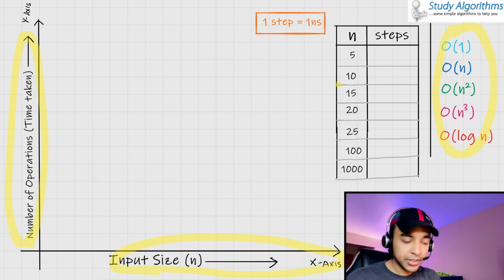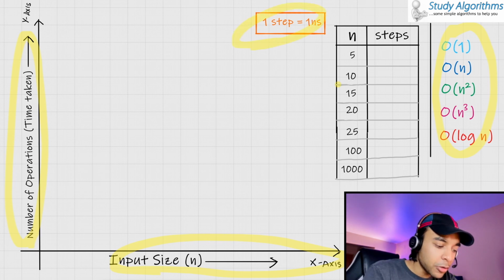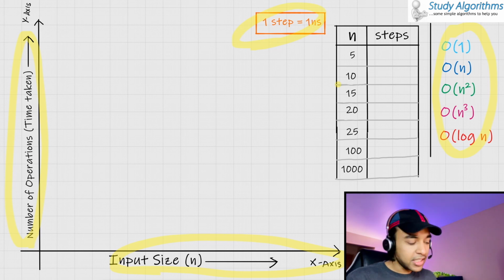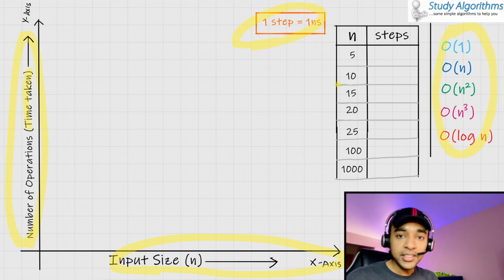To simplify our analysis, we are assuming that one step takes 1 nanosecond. That means if your algorithm is taking 10 steps, the total time is 10 nanoseconds. And if your algorithm is taking a million steps, then your algorithm is taking a million nanoseconds. So in a way, you can say that the y-axis simply determines the time taken by an algorithm to complete.